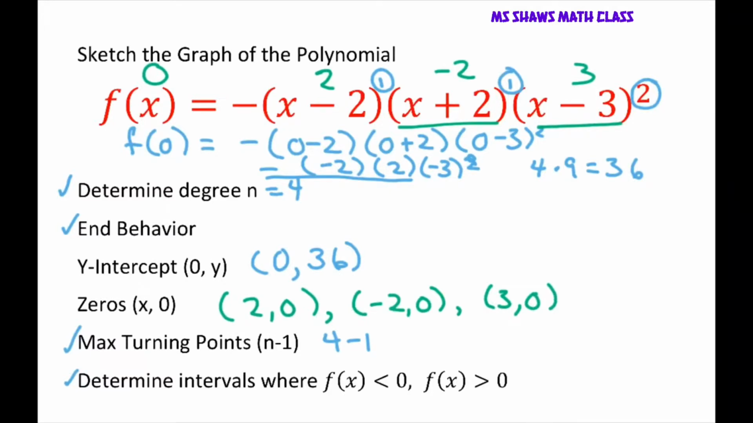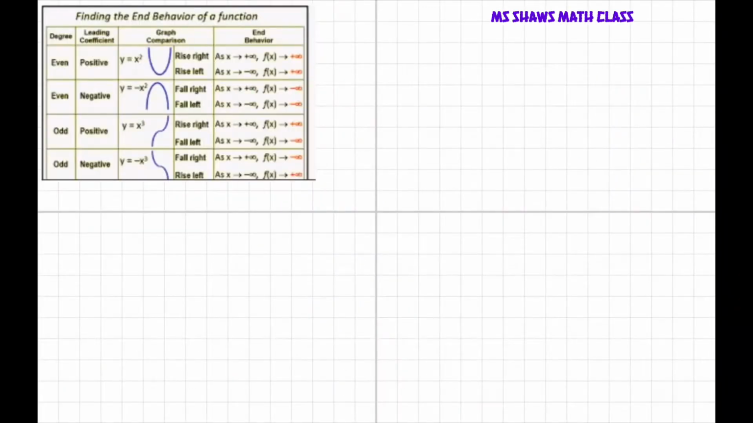All right, so let's talk about end behavior now. The thing you need to know about end behavior is our degree is 4, which is even, and we are negative there. So let's look at this chart here. We have even, negative. This is the area we're at. So basically, in our case, it's y equals negative x to the 4th, which almost looks identical to that, except it's flatter in here, and it shoots down faster.